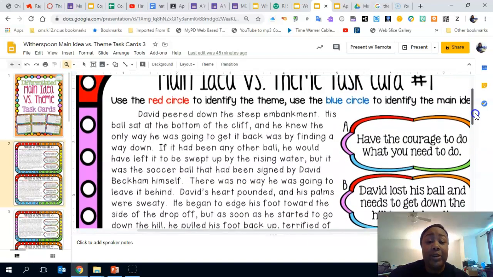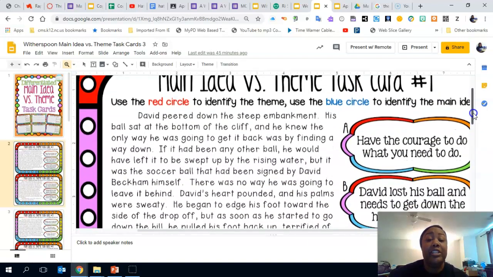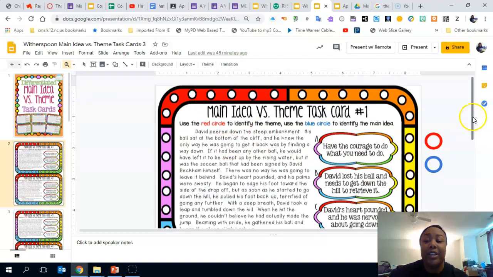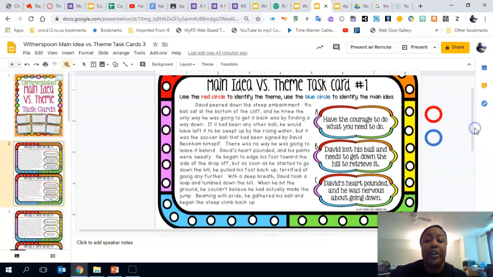So, just from this quick mini lesson, Ms. Witherspoon, you said the main idea is directly about the text. Yes, it is. I did say that, and I'm serious. And the theme is what the character learns. So, have the courage to do what you need to do.